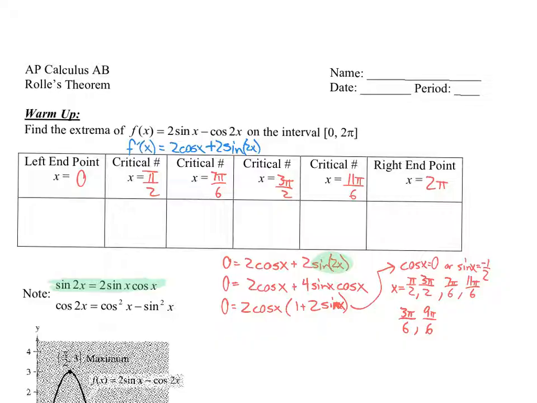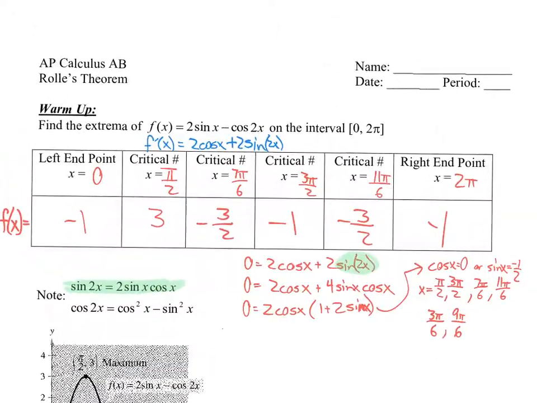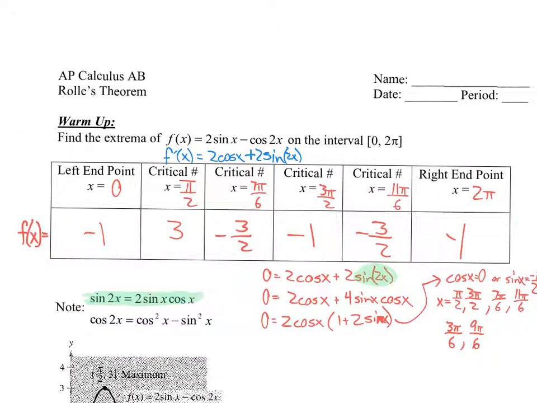Okay? For sake of time, I'm just going to fill them in, and we can make our analysis here. Okay? So at 0, what are we plugging these values of x into? The original function, okay? So this is f of x equals, so we have negative 1, we have 3, negative 3 halves, negative 1, negative 3 halves, and negative 1, okay? Now, as you look at this table, where is our max point?